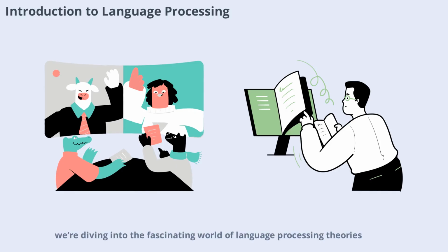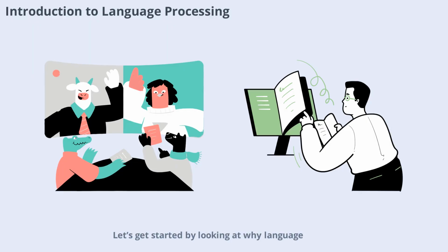Welcome. Today, we're diving into the fascinating world of language processing theories. Language processing is all about how our brains understand, produce, and interpret language. Over the years, researchers have developed various theories to explain how we manage to turn sounds and symbols into meaningful communication. In this video, we'll explore the major theories, their key concepts, and how they help us understand the complexity of human language. Whether you're a linguistics enthusiast or just curious about how we make sense of words, this journey will shed light on the intricate processes behind everyday conversation.